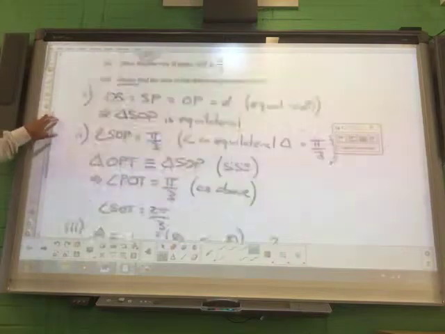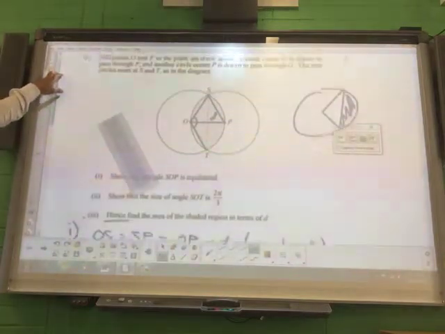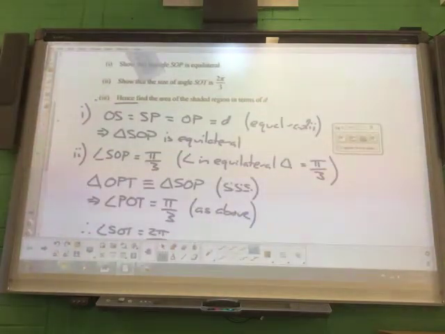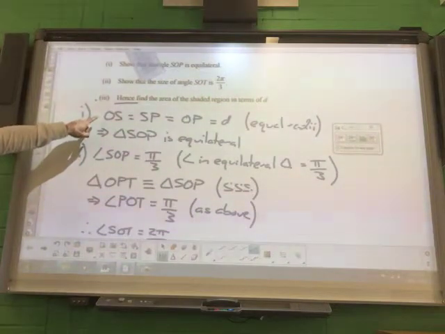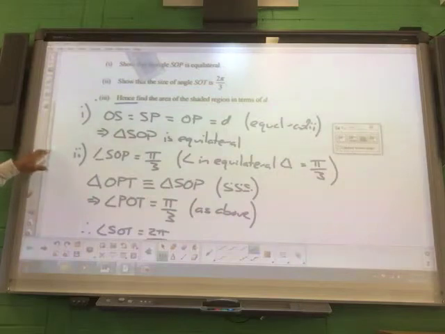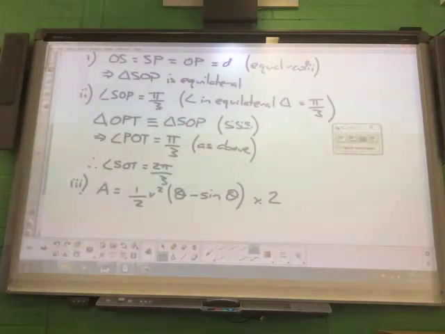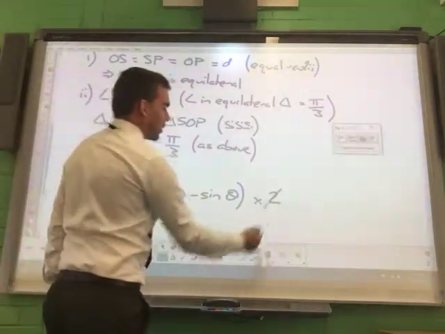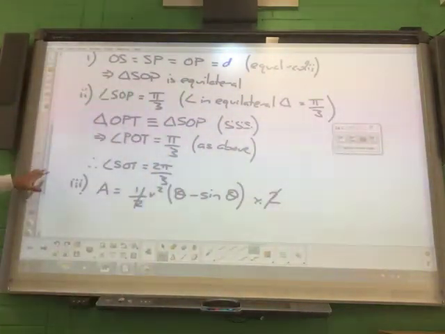Okay, so this is what, 5 was it? 5 overall. So that will be 1. That will probably be 2. And this one will be the other 2. So you get 0, 1 or 2 marks depending on what you've shown. You need to double it because you're finding two minor segments. So that will cancel there.